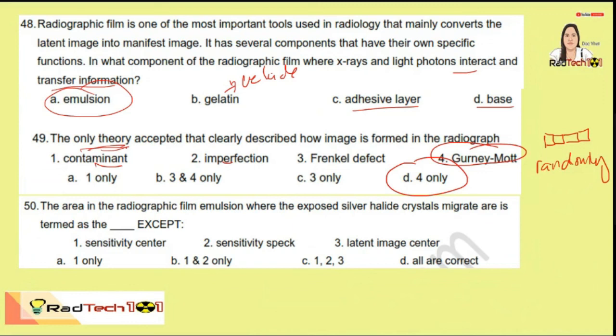Last, number 50, the area in the radiographic film emulsion where the exposed silver halide crystals migrate is termed as the blank except. So sensitivity center, sensitivity speck, and latent image center are one and the same. So this means that all are correct, walang except. So lahat tama, sensitivity center, sensitivity speck, and latent image center are all the correct answer.